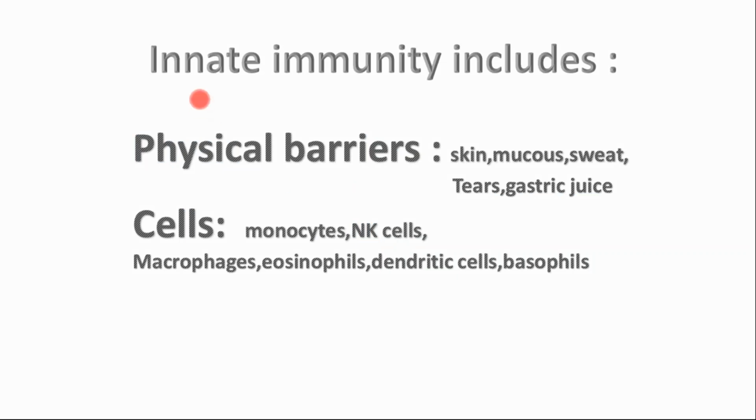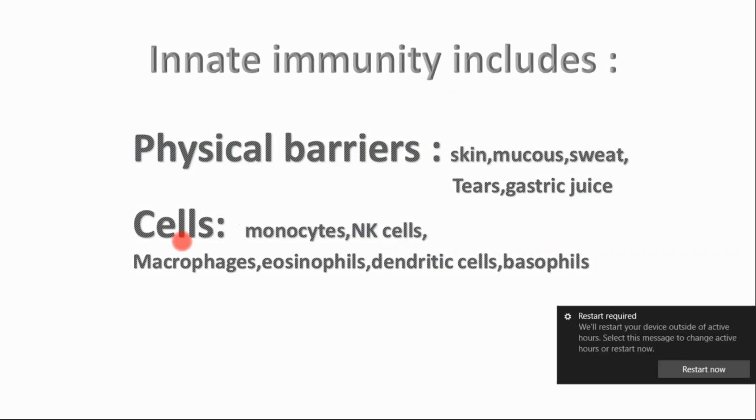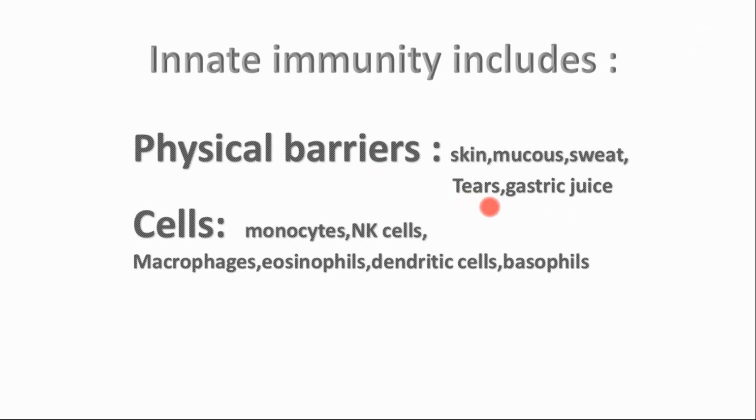What all are included in innate immunity? Physical barriers and cells. As you all know, barriers are something that won't allow anything to pass through. So, physical barriers are the barriers of the body which won't allow any kind of antigen to enter through. And those barriers are skin, mucus, sweat, tears, and gastric juice.